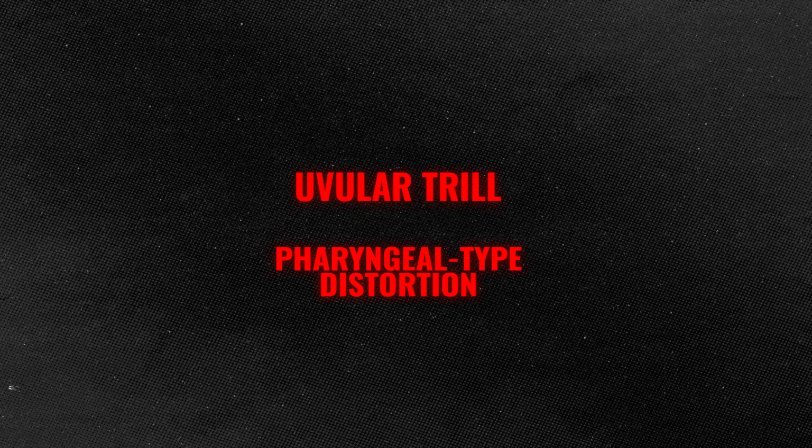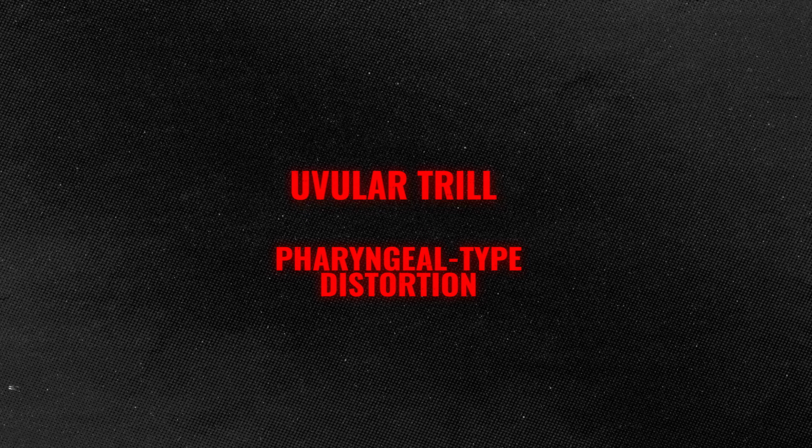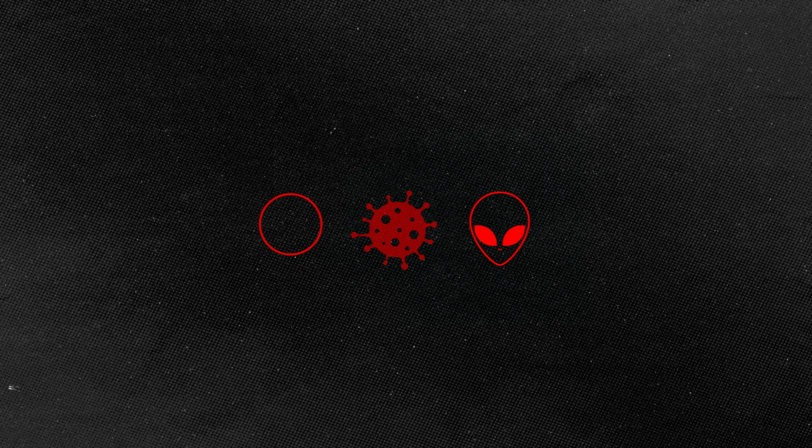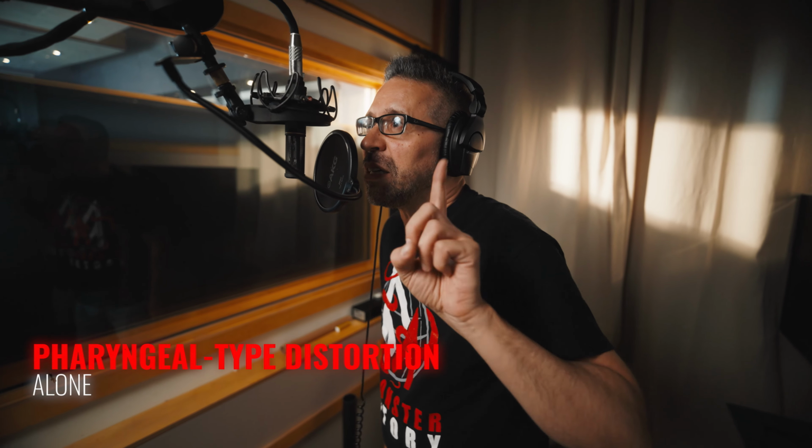You can also combine a uvular trill with a pharyngeal-type distortion. The uvular trill can add a rattling or vibrating quality, while the pharyngeal-type distortion can add a decayed texture. Together, they can create something that feels infected, alien, or physically damaged. This is where the voice design becomes really interesting. By combining techniques, you can create sounds that are harder to identify, more specific to the creature, and more useful for building a unique vocal identity.